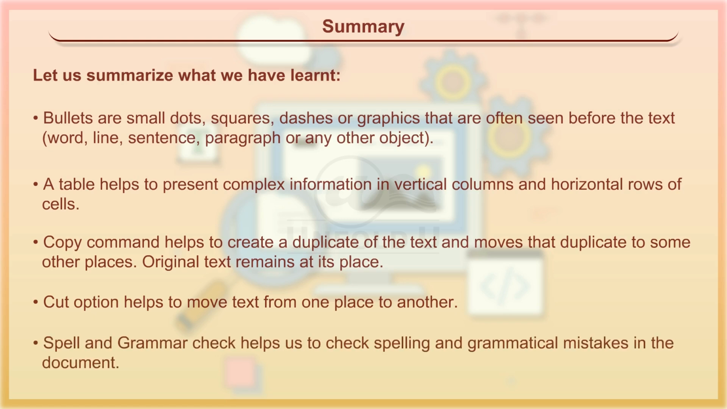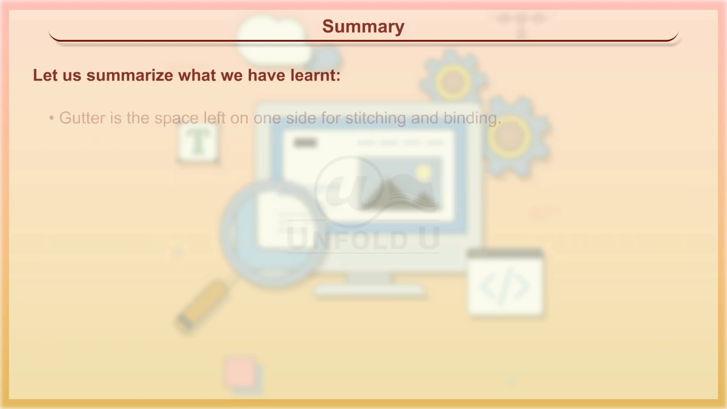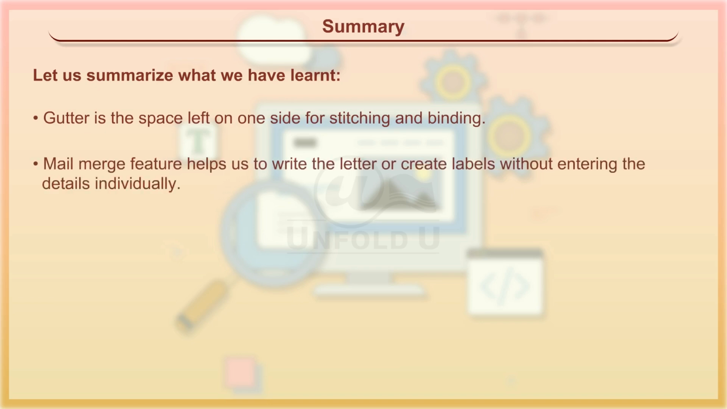Spell and grammar check helps us to check spelling and grammatical mistakes in the document. Gutter is the space left on one side for stitching and binding. The mail merge feature helps us to write the letter or create labels without entering the details individually.